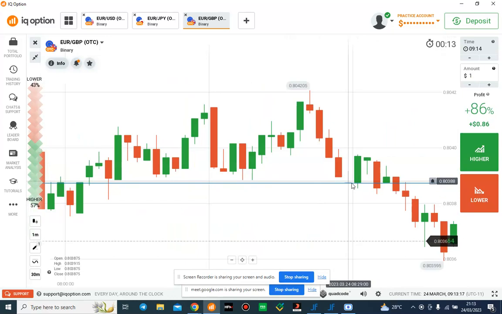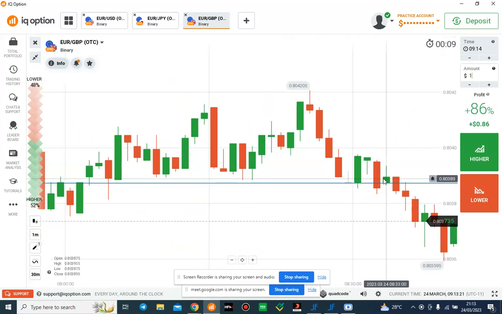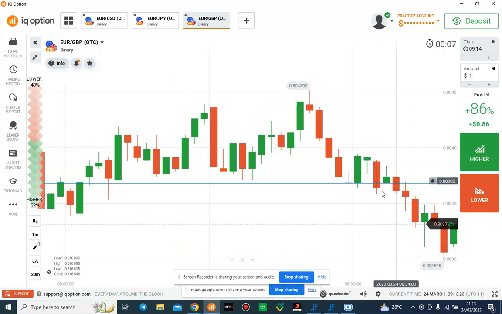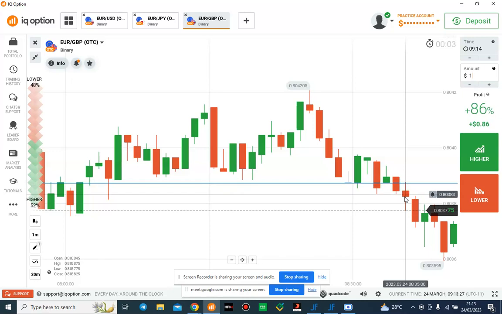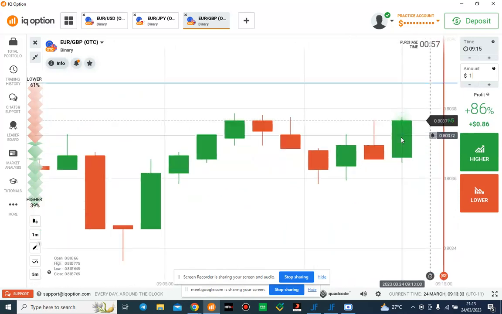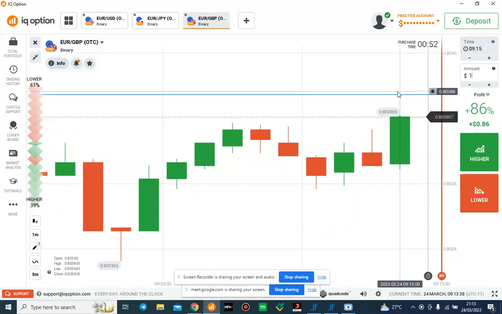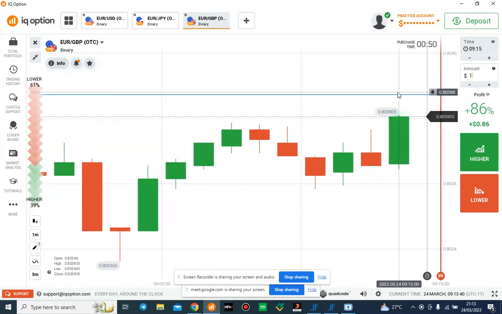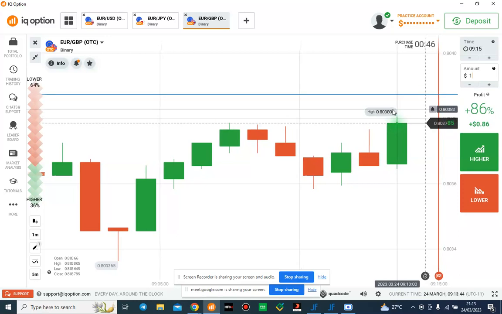Then we have a rejection, a bullish candle. Then this is a breakout. You can see the market gaps a lot because of so many gaps. Then we have this breakout, and then we have a rejection from that horizontal line, which indicates if the market comes back to this line, rejects, then closes below the line, we are expecting sellers entry.